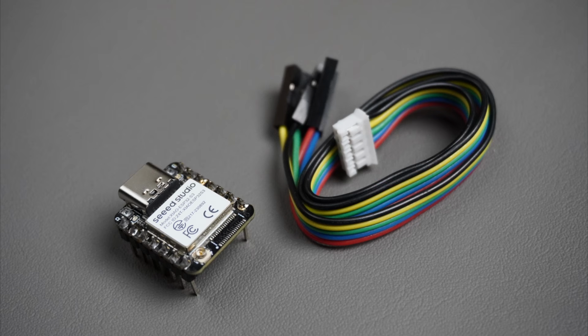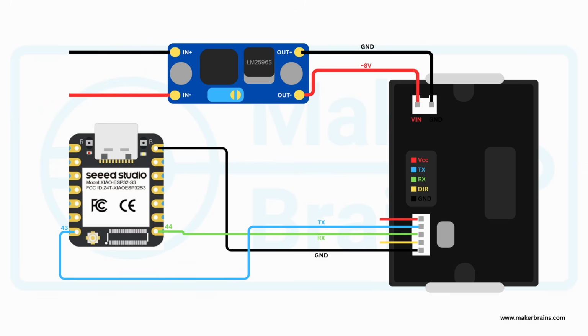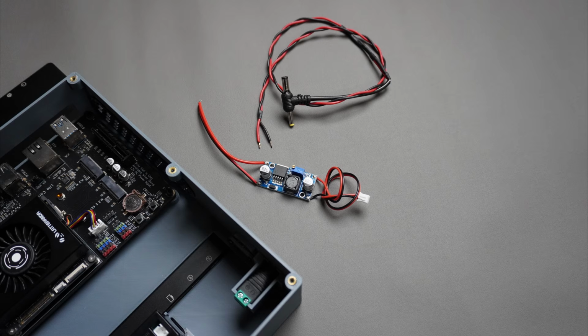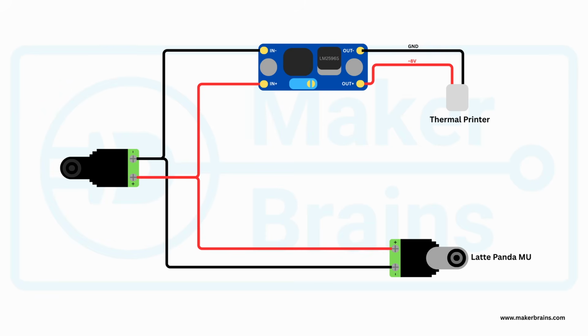Now connect the Xiao ESP32S3 to the thermal printer as shown in the circuit diagram. To power the Mu and the thermal printer, follow the circuit diagram and make the connections.